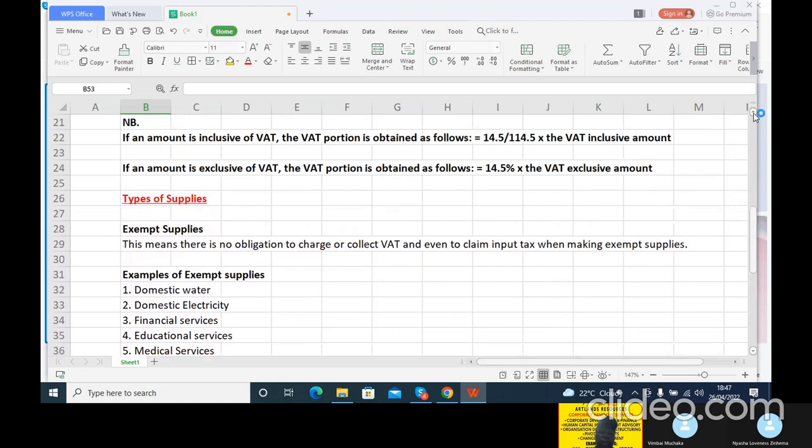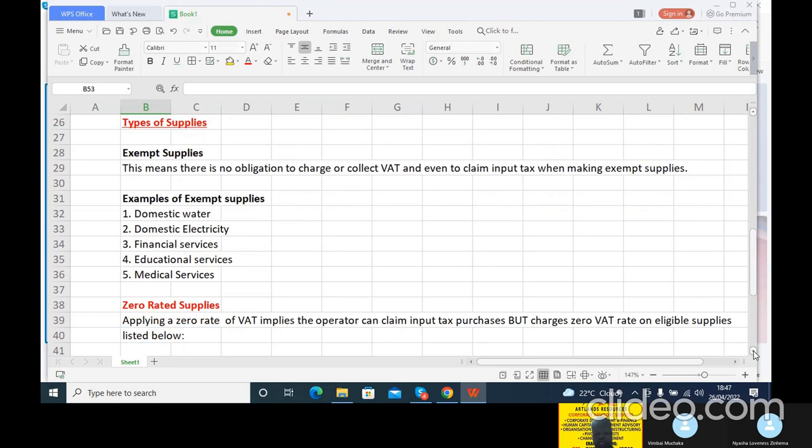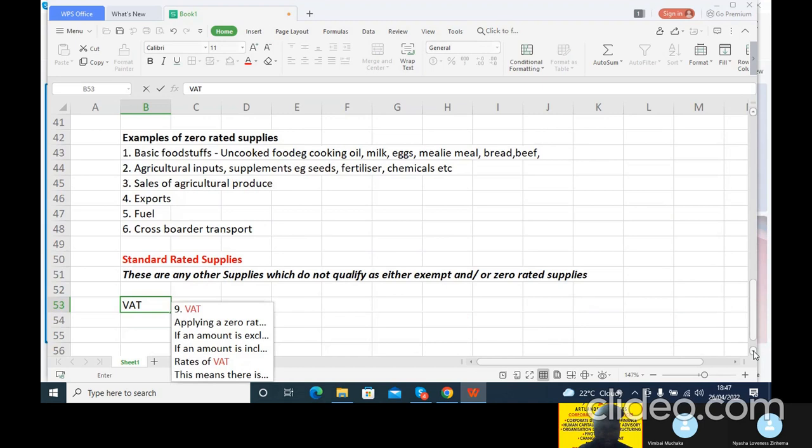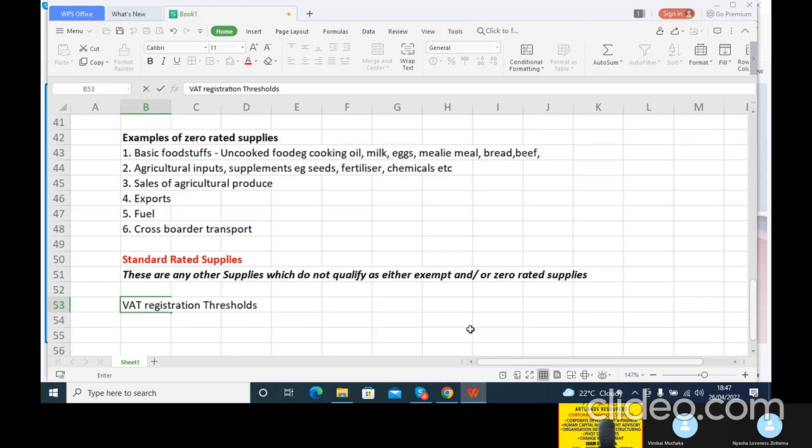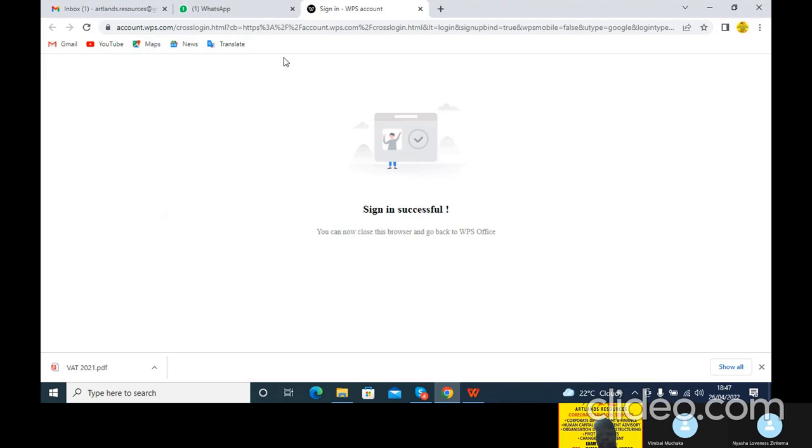Now, let us look at VAT registration thresholds. What are the VAT registration thresholds? Because you now understand that VAT is a tax aid which you have to apply for upon meeting certain requirements.